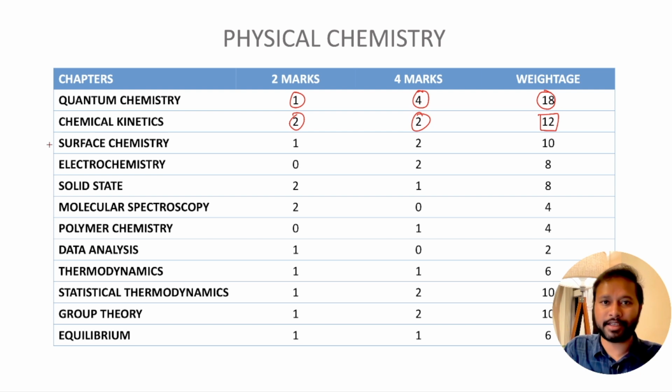Then this time, strange was surface chemistry, statistical thermodynamics and group theory. They all carried equal weightage, 10, 10, 10 marks each. Now, why is it strange? The thing which is different over here is that generally we don't expect surface chemistry of this high weightage.